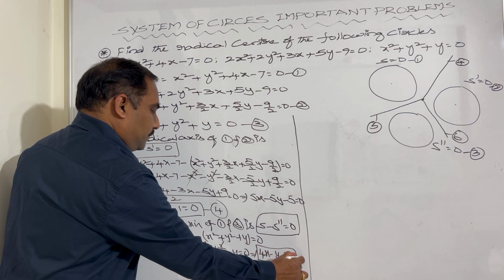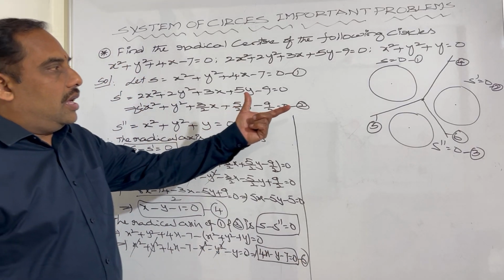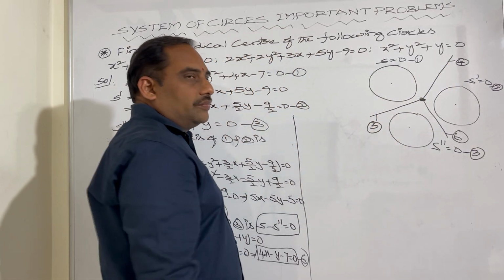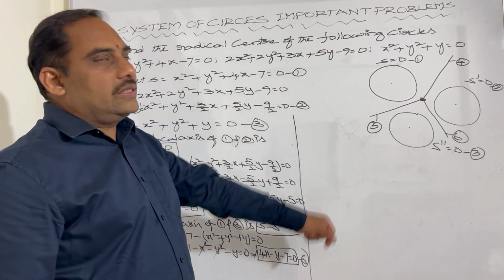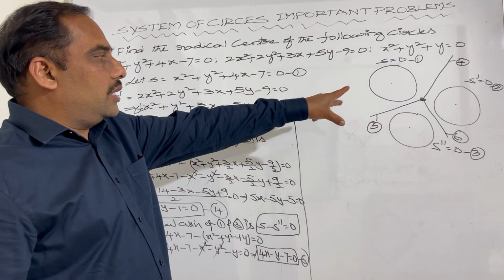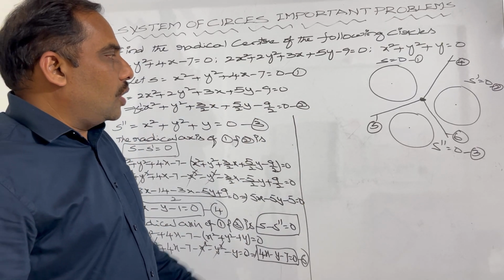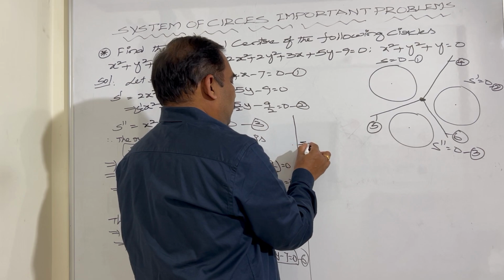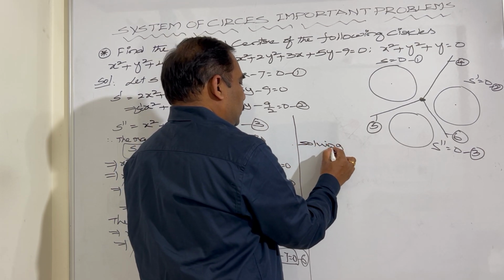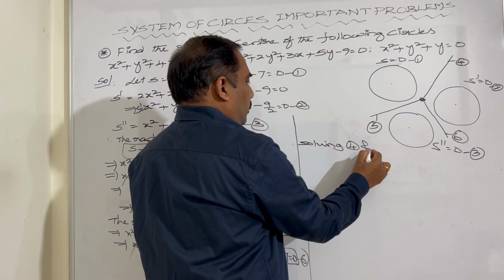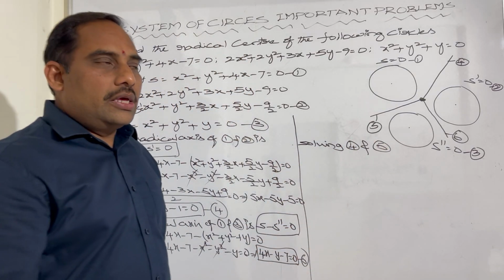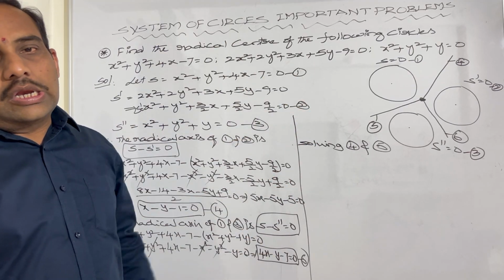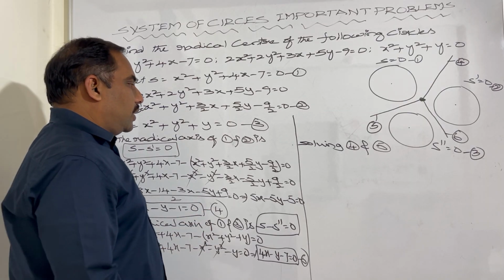Say this is the fifth equation. Now see, the point of concurrence of radical axes is called the radical center. So all the radical axes pass through the same point. To find this radical center, we can solve equations 4 and 5. The point of intersection of 4 and 5 is the radical center of the given three circles, whose centers are non-collinear. So that's why we solve 4 and 5.